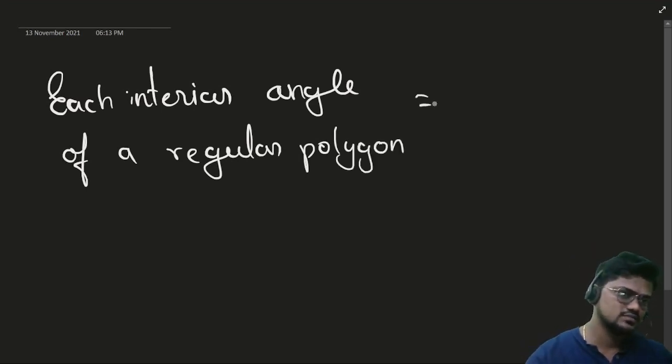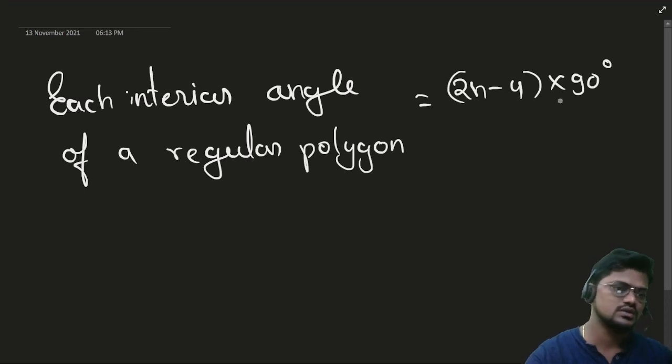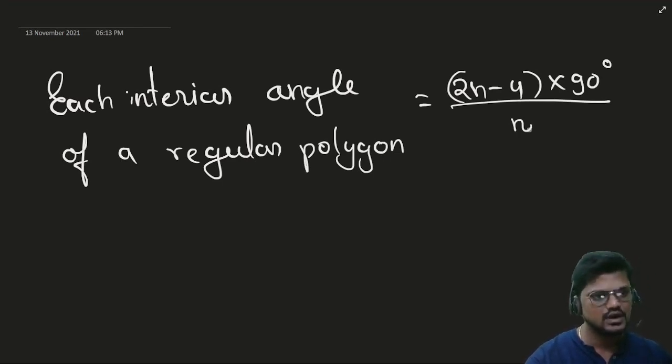Each interior angle. See, what we know, the total sum of all the interior angles is how much? 2n minus 4 into 90 degree. This is the sum of all the interior angles. But if you want each interior angle, then you have to divide by the number of angles, no? So we get each interior angle of a regular polygon. This will be the formula to get each interior angle of a regular polygon if you know the number of sides. Understood?